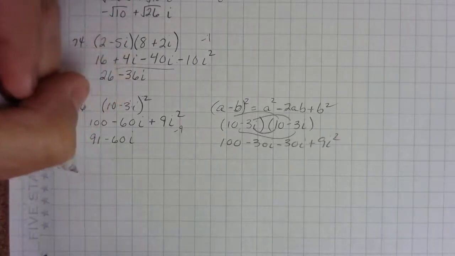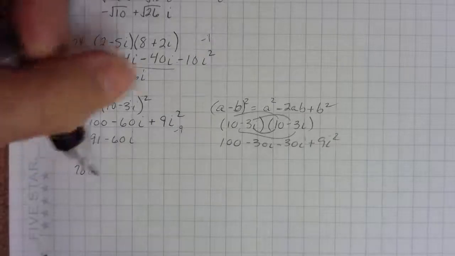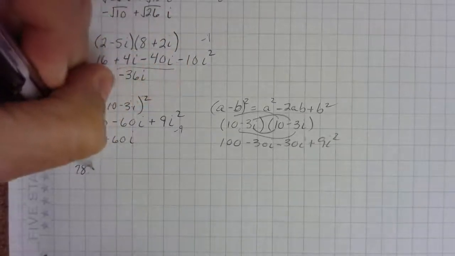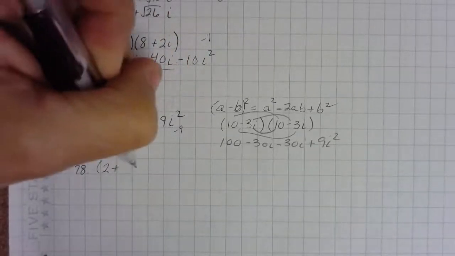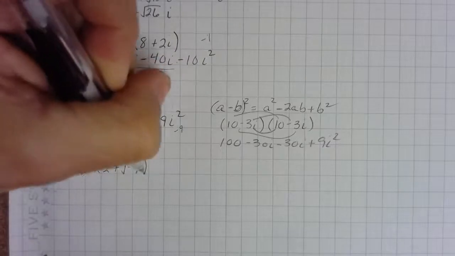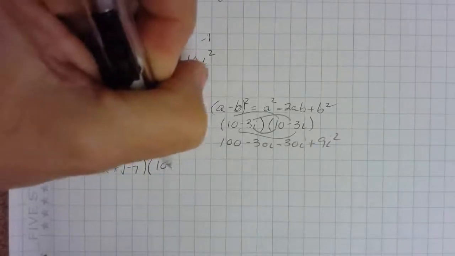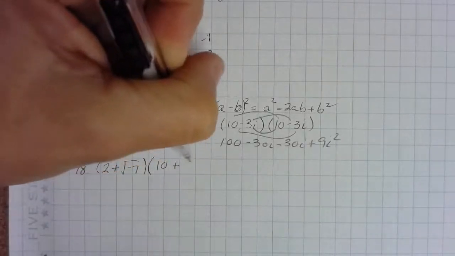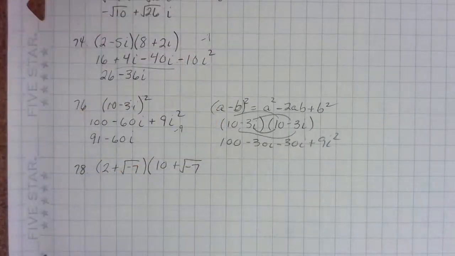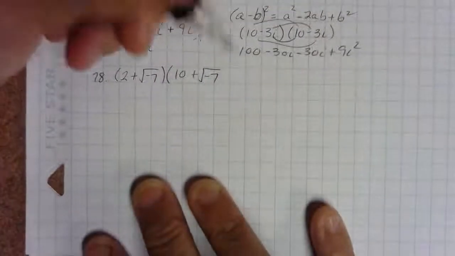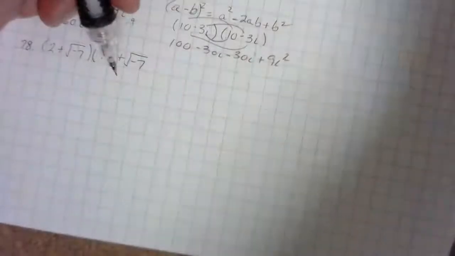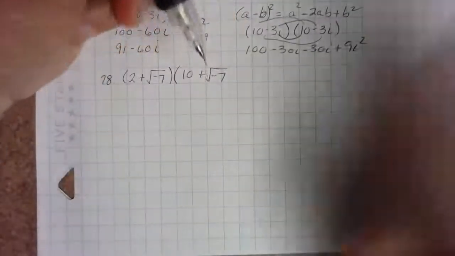Okay, 78. 2 plus square root of negative 7 times quantity 10 plus square root of negative 7. Well, sorry, I'm trying a new camera here. It's driving me nuts.